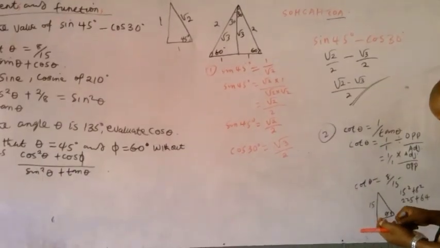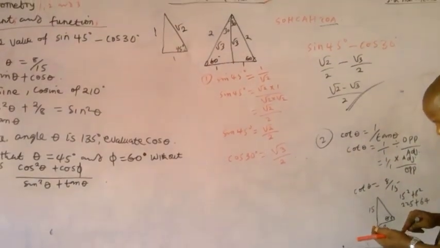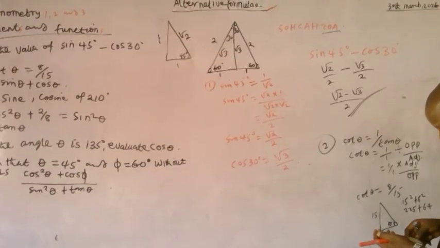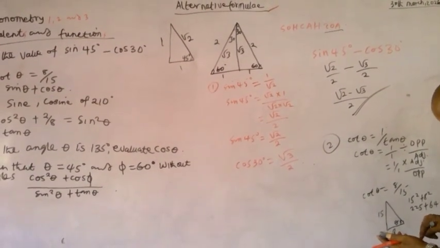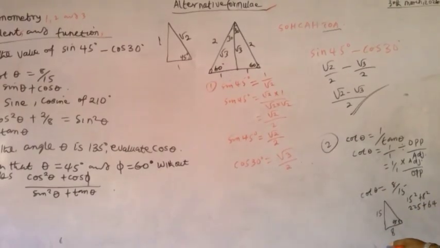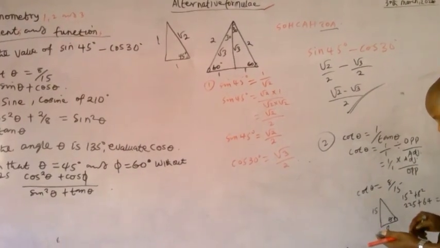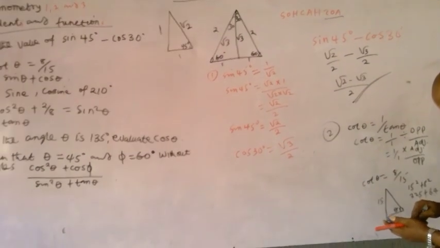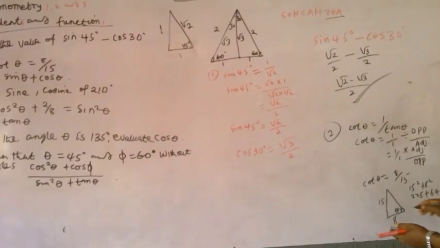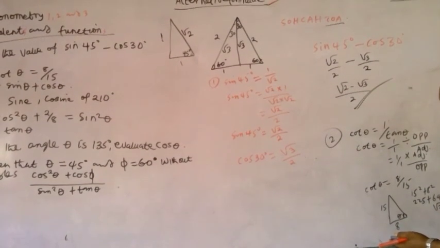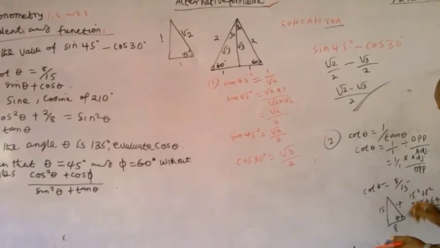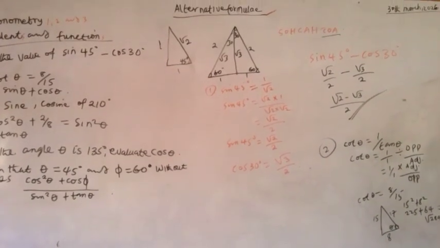So 8 squared is 64. 64 plus 225, you have 289. The square root of 289 is 17. So the hypotenuse is 17. You use that to get the other values.